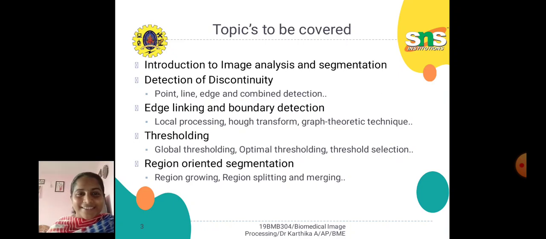Here we are going to discuss an introduction to image analysis and segmentation, and detection of discontinuity like point, line, edge, and combined detection. In the upcoming videos, we are going to discuss edge linking and boundary detection, like local processing, Hough transform, graph theoretic technique. In thresholding, we have global thresholding, optimal thresholding, and threshold selection. In region oriented segmentation, we have region growing, region splitting, and merging. First, we are going to discuss detection of discontinuities.